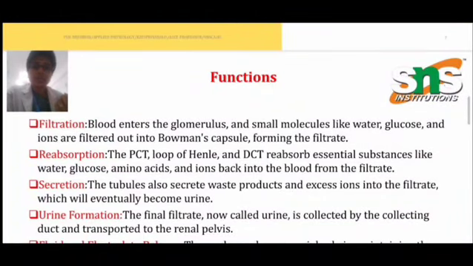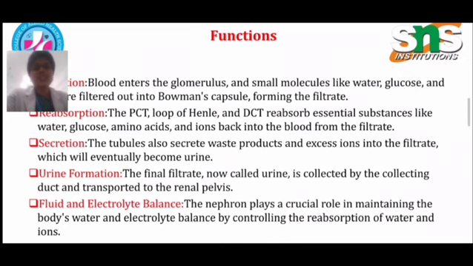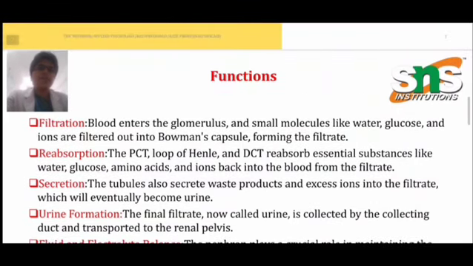Filtration, reabsorption, secretion, urine formation, fluid and electrolyte imbalance and balancing. So, filtration is the first thing. Filtration is about once blood enters the nephron at the glomerulus, the small molecules like water, ions, glucose, ammonium, everything are filtered into the Bowman's capsule of the glomerulus, forming the filtrate.